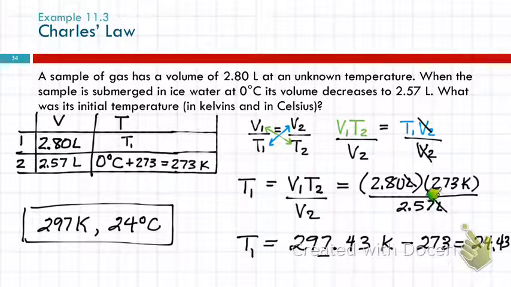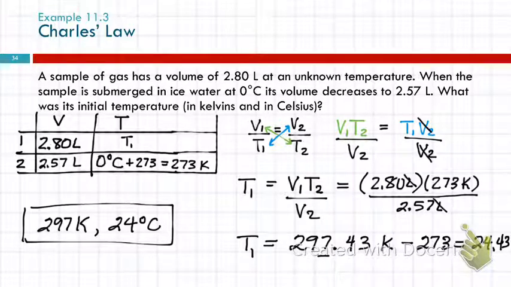If I put in 0 Celsius, 0 times this divided by that is still equal to 0. But the initial temperature wasn't 0. Why would the volume go down if the temperature didn't change? It just doesn't work with Celsius. And that's probably the most common mistake students make, is they use Celsius instead of Kelvin.